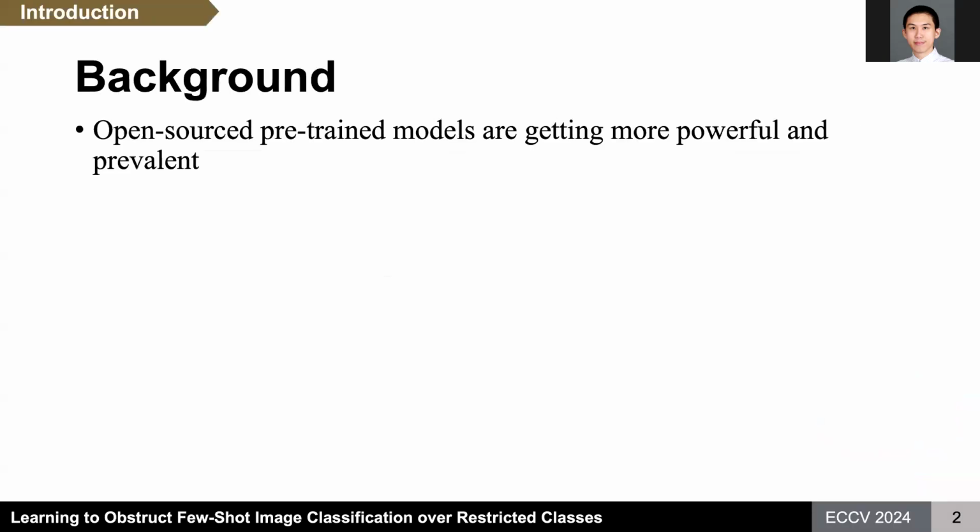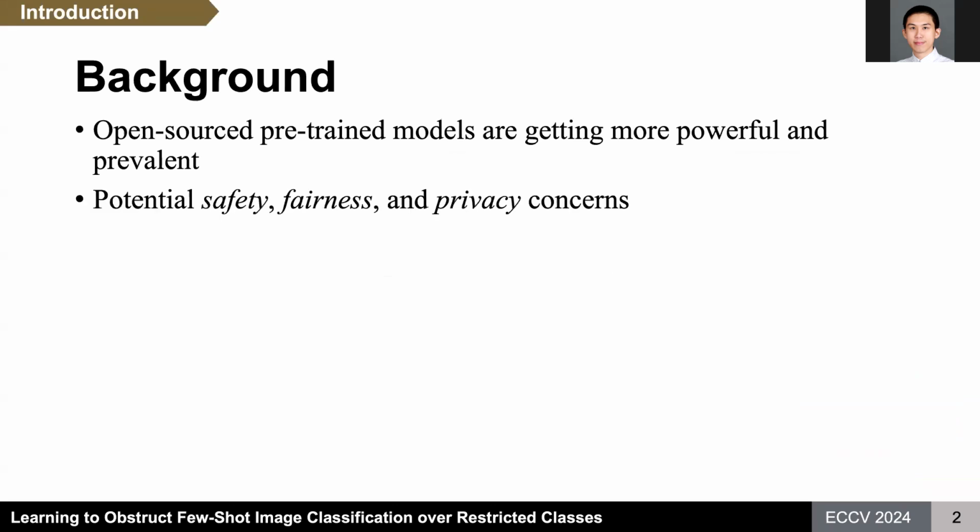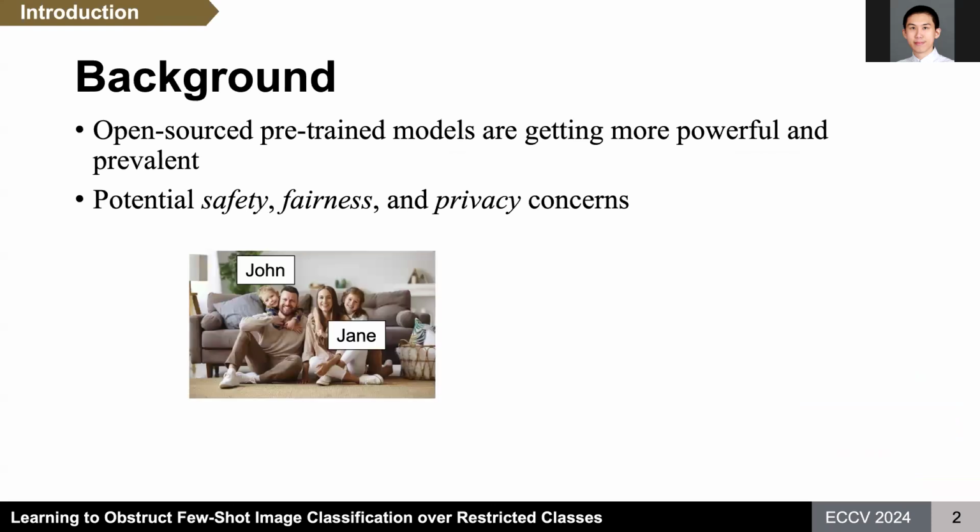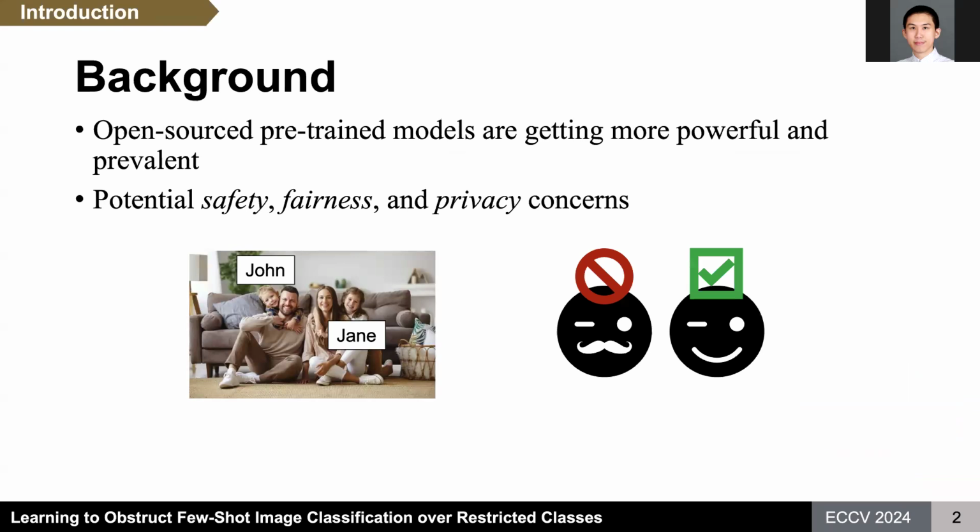In recent years, open source models are becoming more powerful and prevalent. As the models are open source, anyone can fine-tune their own models with relatively low entry barrier. This leads to potential safety, fairness, and privacy concerns. For example, we may not want the models to identify our family members or make decisions based on certain features.